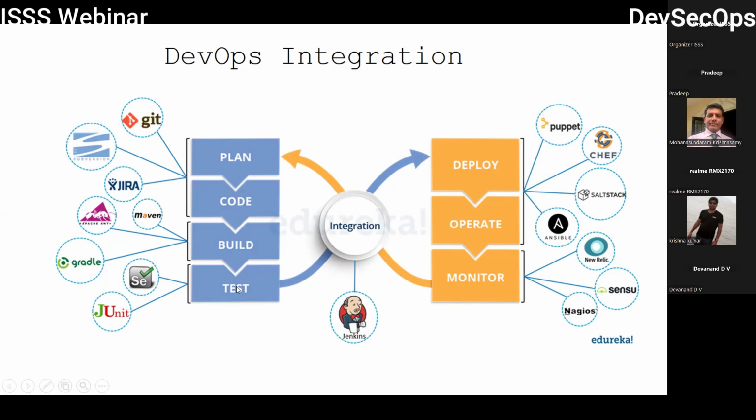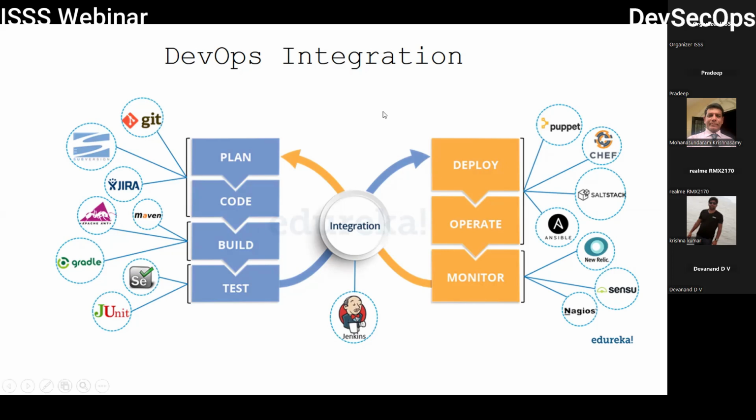Once you build, you have to do unit testing. Either you can use Selenium or JUnit. You do all your testing, and then once you finish with the testing, it needs to go into the deployment phase. For deployment also, you have a variety of tools: Puppet, Chef, and Ansible also. During deploy and operate, you use these tools, and then you have to monitor it. Whatever happens needs to be monitored. You have a variety of monitoring tools. It can be Nagios, Sensu, like this.